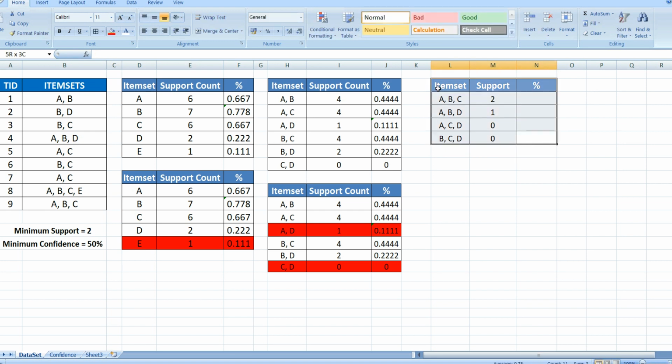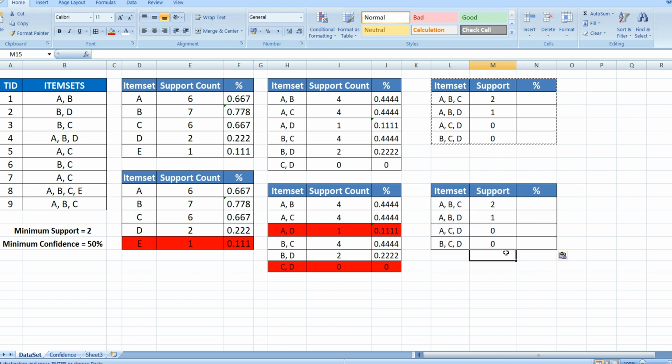Let's take this and also check with the minimum support. If we look, the minimum support of 2, it means to say all these are going to be eliminated and we remain with 1.